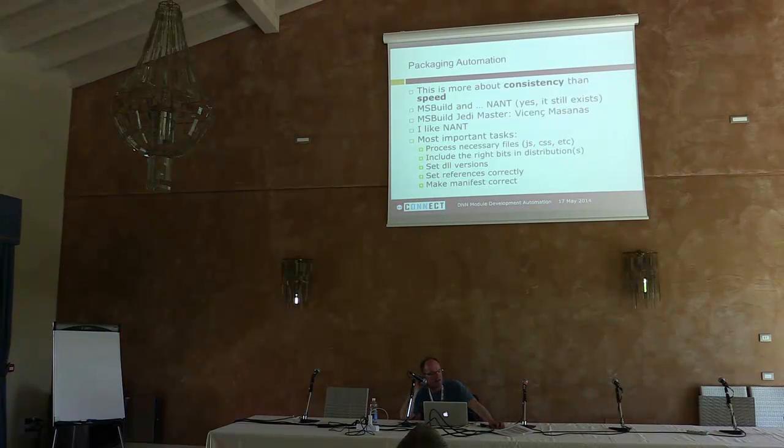For me, the most important things for my packaging automation to do are processing certain files, so minimizing JavaScript files and minimizing CSS files, for instance. Making sure that all the bits and pieces are actually in that distribution file, the zip file. Leave out the junk and make sure that the right bits go in there. Set the DLL versions. Who sets versions on their DLL when they build? Who doesn't?